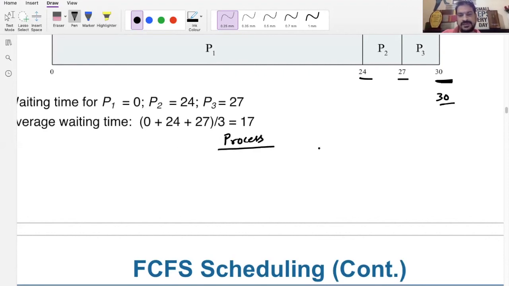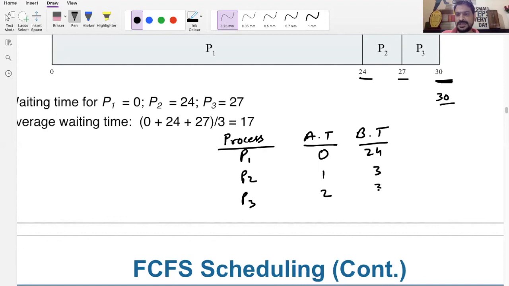Let's say we have arrival time and we have burst time, which is given, right? So we have processes P1, P2, P3. Arrival time is, let's say, 0, 1, and 2. In that way, we are making the queue. The burst time is here 24. This is 3, and this is also 3.